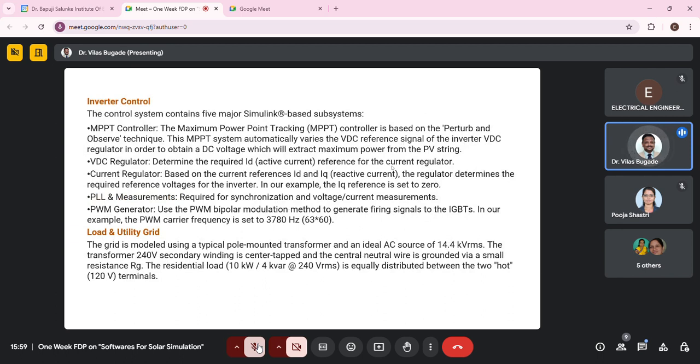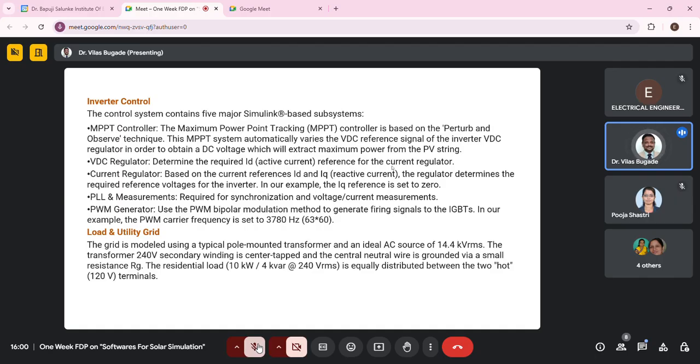When we did the inverter control, there are four parameters: the MPPT controller, the VDC voltage regulator, the current regulator, power line communications for measurement of the parameters, and a pulse width generator, which generates the signals for controlling the electrical signals. Then for the load and utility grid, the grid is modeled using a typical pole-mounted transformer, which is going to supply electricity at 11 kV.